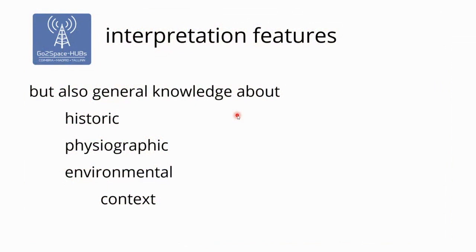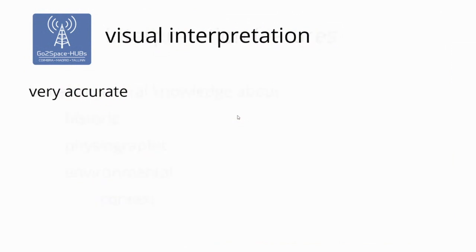As I said, we very often use something more when interpreting the image, so we can take into account some context like historic, physiographic, environmental, etc. And this kind of processing, it's not a digital processing, but it's mental processing, of course. So it's very accurate because we take into account a lot of different aspects, and even not only what we can see in the image, but it's also very time consuming.